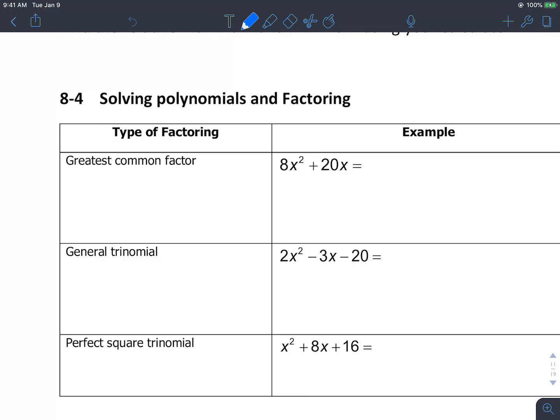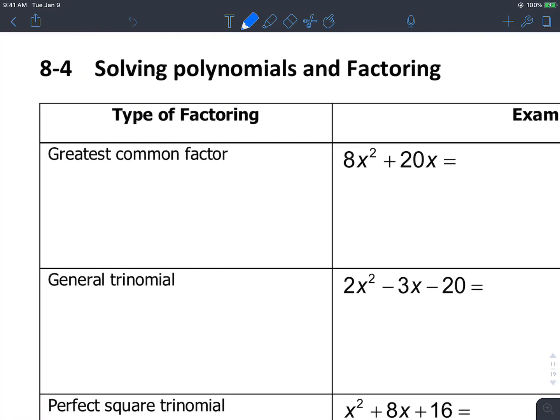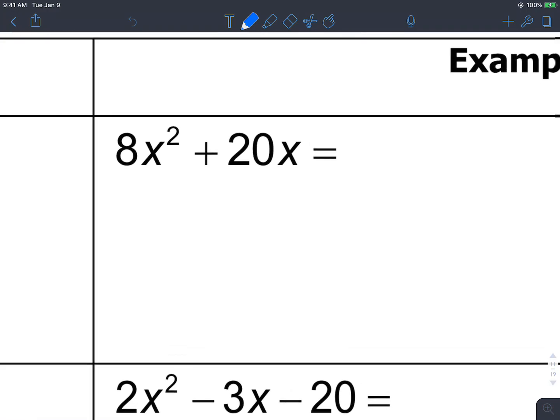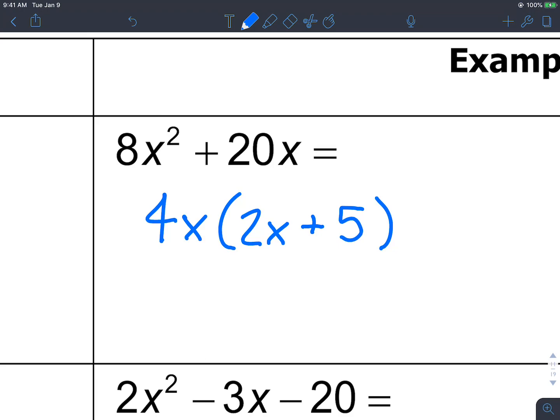So, first section here, we are going to solve by factoring using the greatest common factor. What we're going to do on these is take both of these terms and figure out what they have in common. They both are divisible by 4 and x. So we're going to undistribute 4x, and then write what's left over. If you have 8x squared divided by 4x, you'll get 2x. And if you have 20x divided by 4x, that's just regular 5, and the x's cancel out.